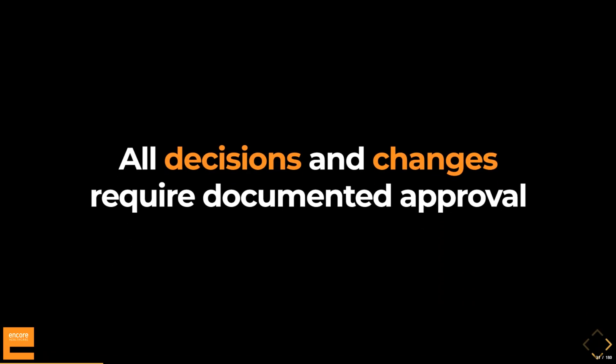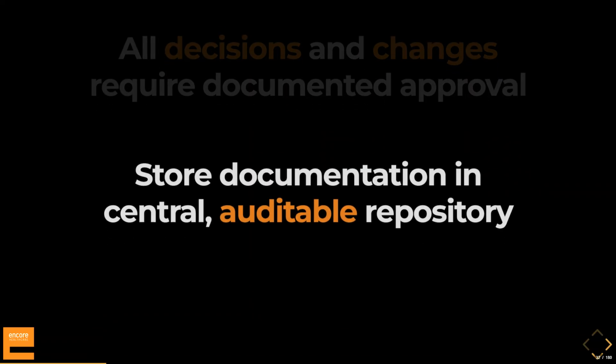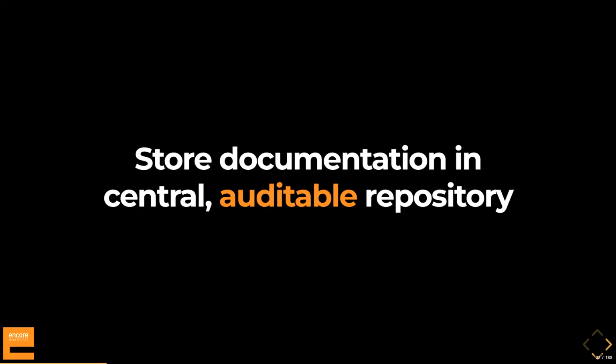All decisions, all changes need to go through a documented approval. Someone requests it, someone approves it. You need at least two people in that chain. You want to store the documentation in a central auditable repository. It really doesn't matter what it is. It doesn't have to be some big fancy Confluence wiki. It can be a bunch of Google Docs in a Google Drive. It can be a spreadsheet. It can be Jira. It can be any project management tool. Just whatever it is that you pick, stick to it and be consistent with it so that you have that consistency from start to finish.